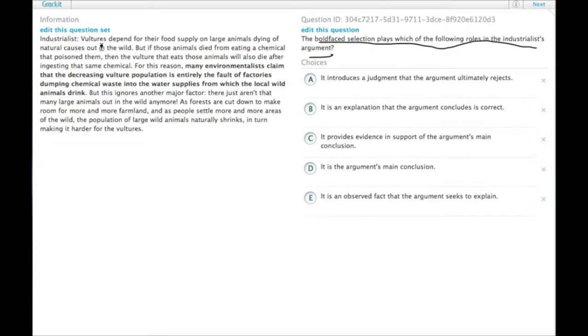So vultures depend for their food supply on large animals dying of natural causes out in the wild. But if those animals died from eating a chemical that poisoned them, then the vulture that eats those animals will also die after ingesting that same chemical. For this reason, many environmentalists claim that the decreasing vulture population is entirely the fault of factories dumping chemical waste into the water supplies from which the local wild animals drink. Okay, so the boldface thing is clearly an environmentalist claim.